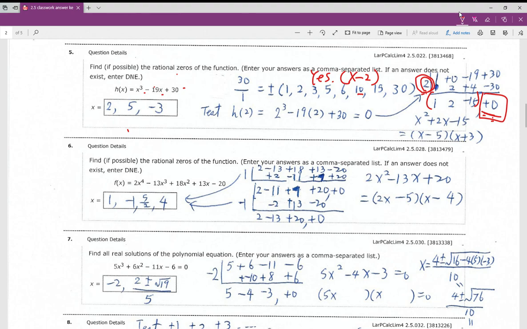So it means this can be factored as x minus 2 times the quotient. What's the quotient here? X squared, not a minus, it's plus 2x, right? Plus 2x minus 15. And the remainder is 0. When the remainder is 0, we don't need to write that down.